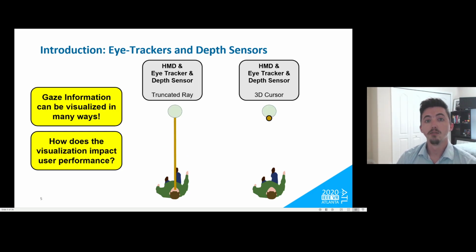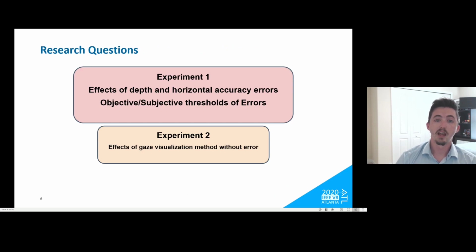Additionally, there are many different ways that this gaze visualization can be shown in augmented reality. So how does this visualization impact user performance? Can just changing the way it's shown impact the way that they perform in the task? So we designed two experiments, the first of which investigates the impacts of depth and horizontal accuracy errors in shared gaze collaborative environments, and then the second looks at the impact of the different visualization methods on user performance.